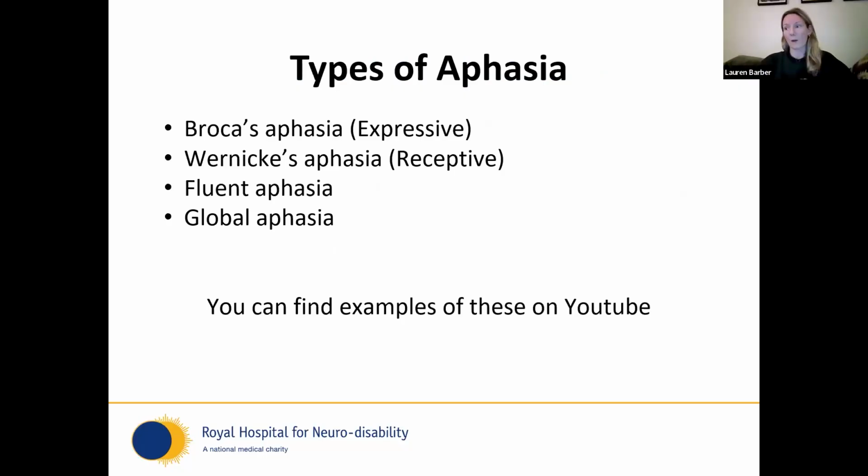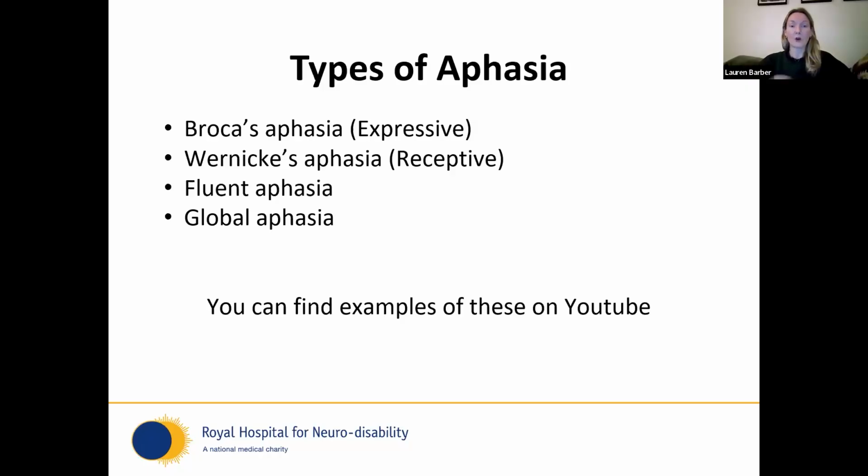Fluent aphasia is when people have a lot of language and they might be talking a lot and they might think they're making complete sense. But a lot of what they're saying actually isn't real words. So they might be saying words that mean completely different things, or they might be words that actually aren't words, they're non-words and it's jargon.